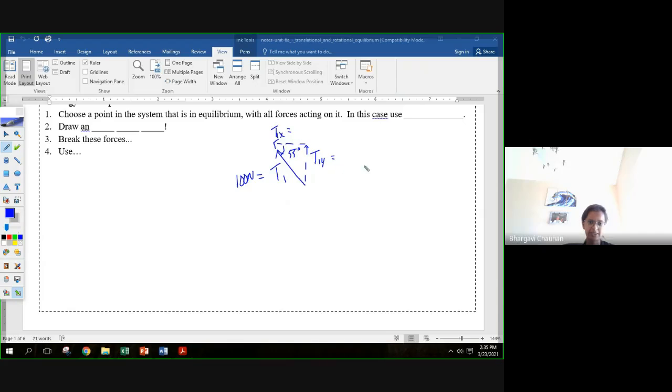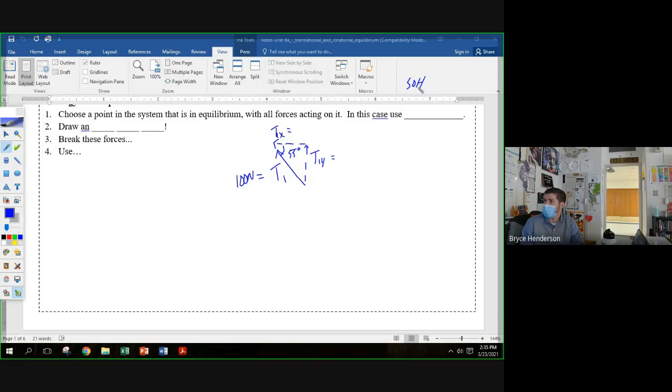Yes, you can use sine. Okay, remember sine is opposite over hypotenuse. So if I'm looking at the sine of this angle, 55, T1y would help me there. So that'd be T1 times the sine of 55.